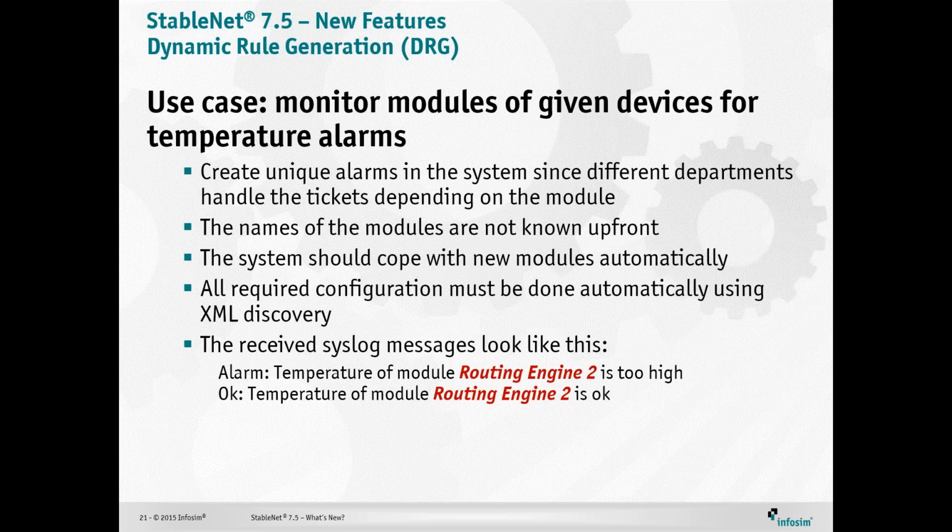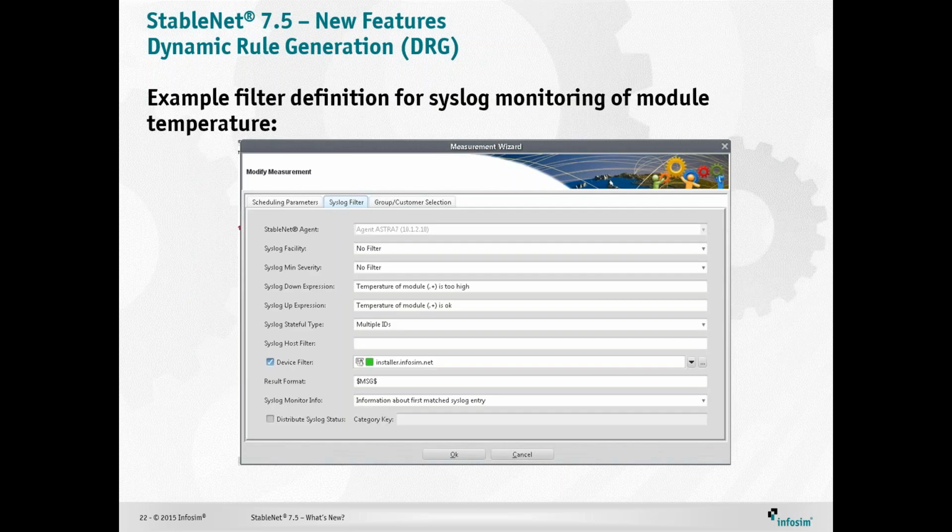So to create monitoring for that use case, first thing we need to do is to create a Syslog measurement. With the definition you can see here, we configure the Syslog down and up expressions with a regular expression and grouping to get the name out of the Syslog message. Of course, this is a stateful measurement. We want to store multiple IDs. The ID here in this example is the name of the module. And I select a device filter for my test device. You can also do it differently and use status measurements, but to make it simple, I just do it for one example device.